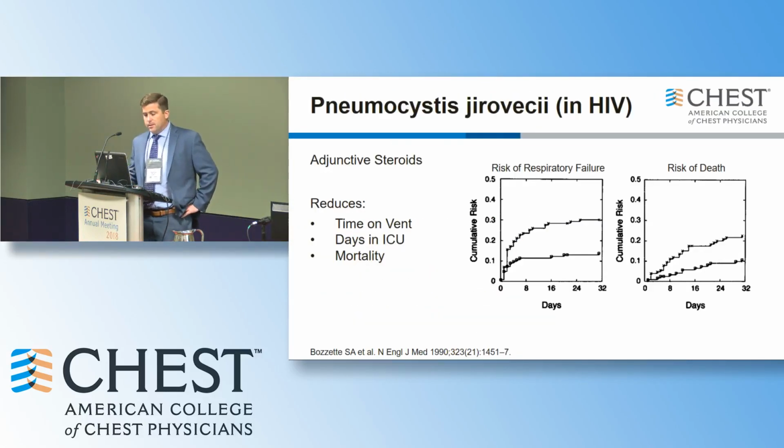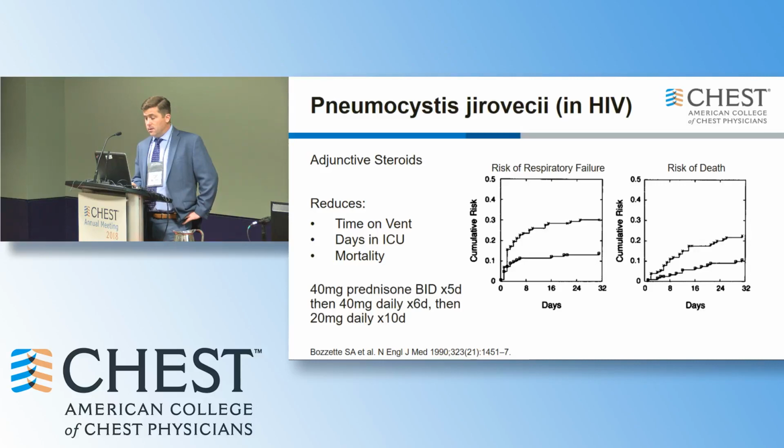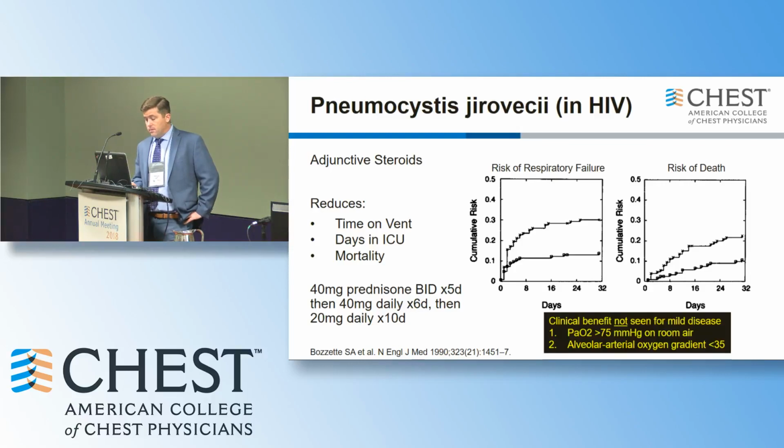So, Pneumocystis treatment with adjunctive steroids. This is an old story, but it's one that has stood the test of time. This is an HIV population, one of a couple of studies published around the same time looking at the same topic. Adjunctive steroids in patients with HIV and severe disease reduced time on the ventilator, days in the ICU, and mortality. And so the practice is to use 21 days of steroid prednisone in the dosing regimen you see there.